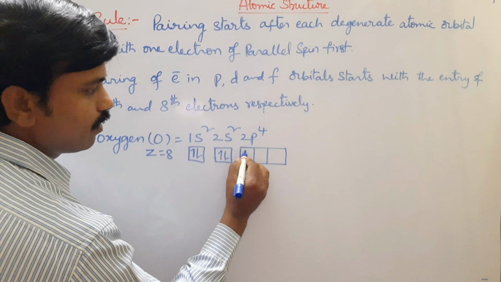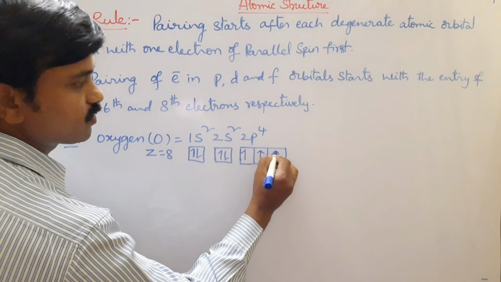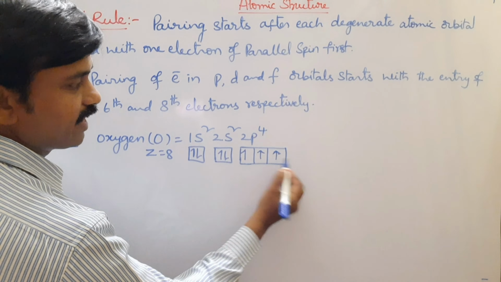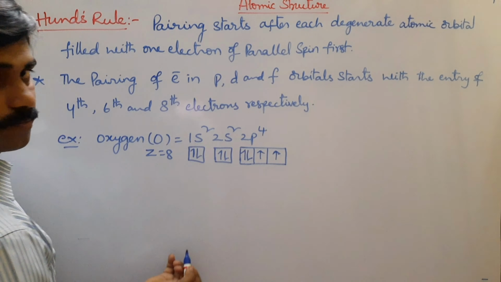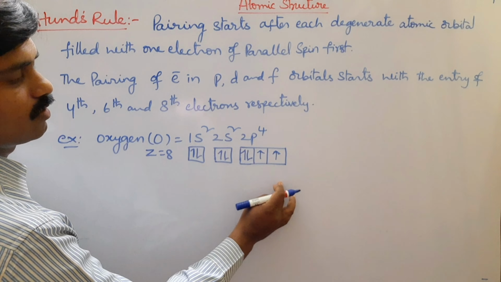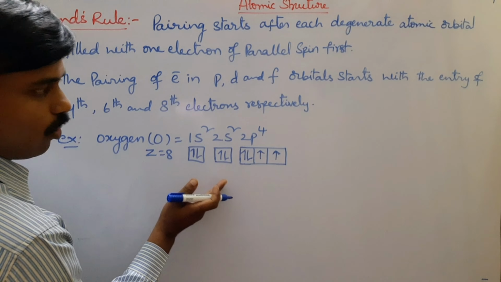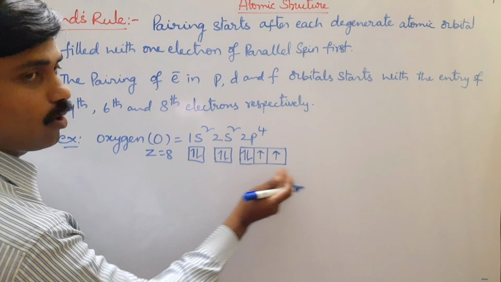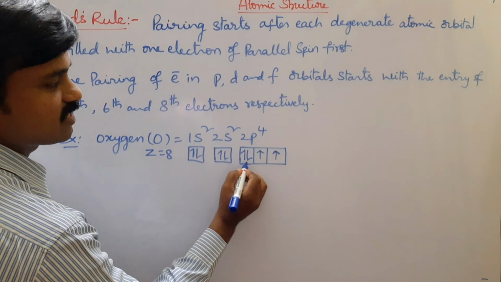Now each atomic orbital will be filled with 1 electron first, and then pairing starts. So first, second, third electron. Next, the fourth electron will come to the 2px orbital. This is the 2px orbital, 2py orbital, and 2pz orbital. All 3 orbitals are degenerate orbitals, but according to order, we have to take from left to right or right to left. That's why in 2p4, this is the pair.